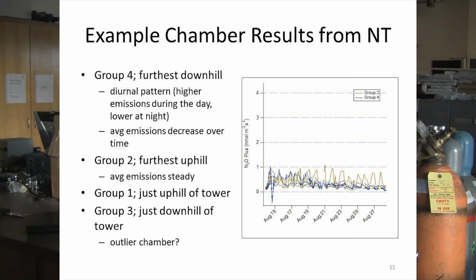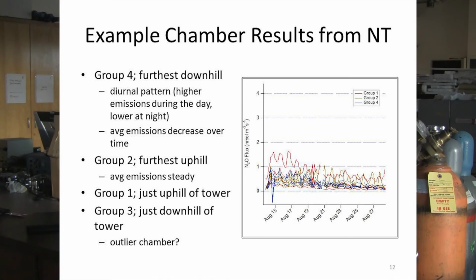Now if we add group 2, which was the furthest uphill group, we can see emissions of about the same magnitude, but we don't see the same decrease in emissions over time. If we look at group 1, which is just uphill of the tower, we see one chamber has elevated emissions and a more pronounced decrease over time. And then if we add in group 3, we see this one kind of crazy outlier, but it also does have this diurnal pattern and the decrease in emissions over time.